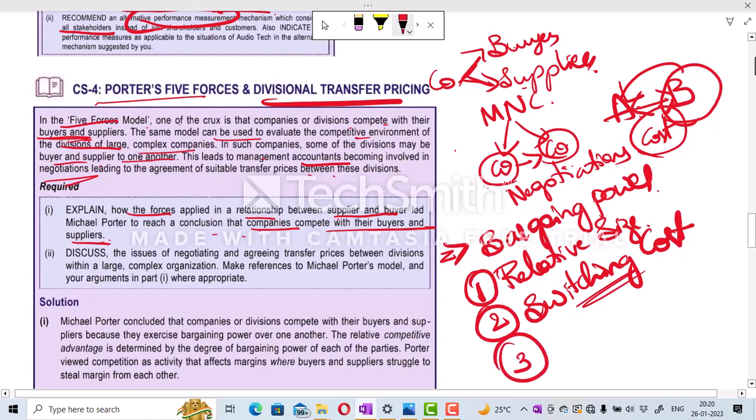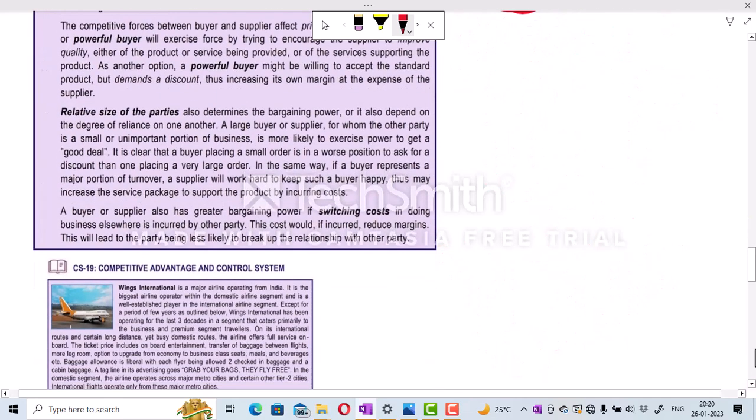Third one will be availability of alternatives. Sometimes we don't have a better alternative to switch between the suppliers. At that time, the buyer will have less bargaining power and will allow the supplier to charge whatever they want. Okay. See, all these factors are reasons for having bargaining power. If one has bargaining power and the other doesn't, then companies will compete with them.